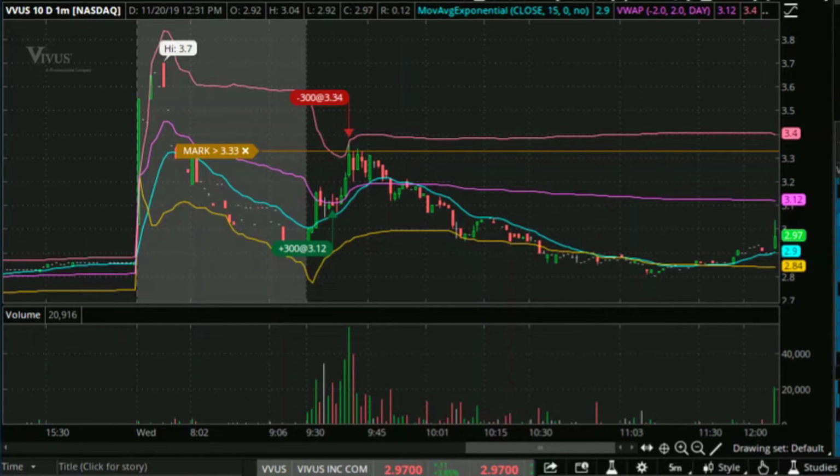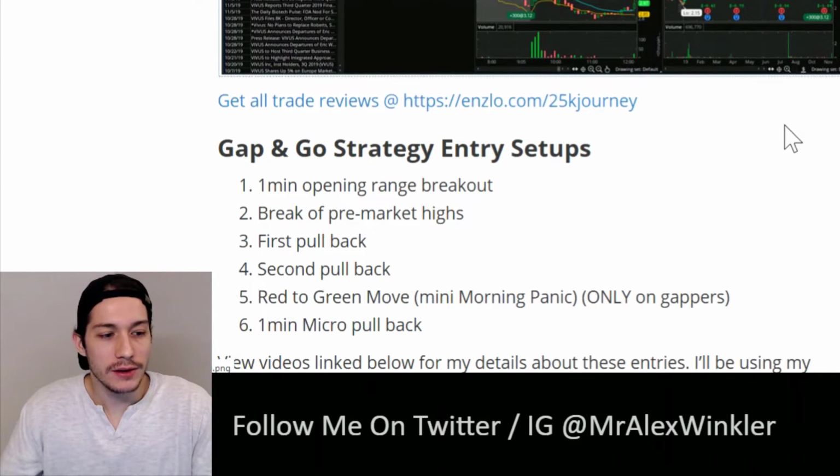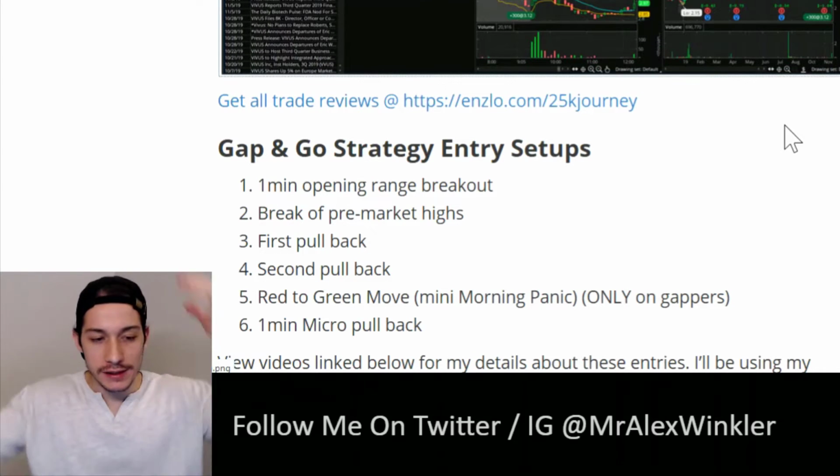That's the time it starts getting a little weak, although sometimes it does 3, 4, 5 pullback breakouts. But the first two are usually always the strongest, and in this example, the second one didn't even really work that well at all. And then you have the red to green move, and that's the one we did today.